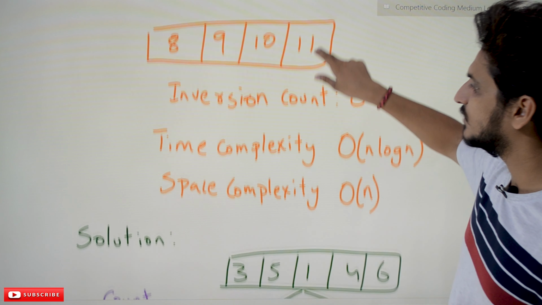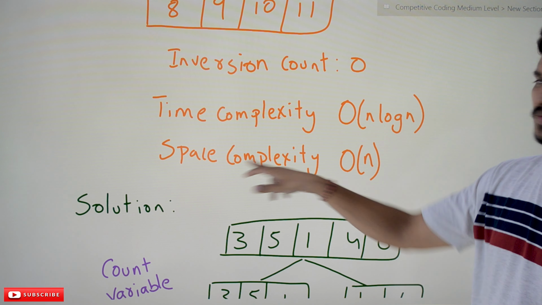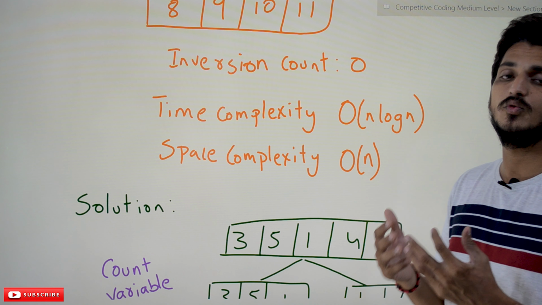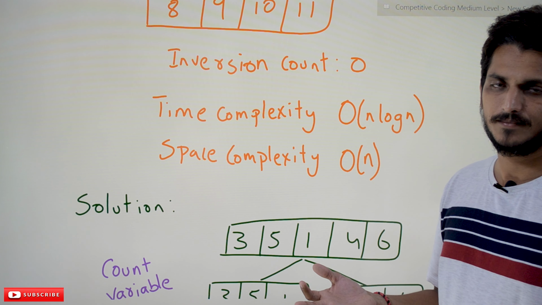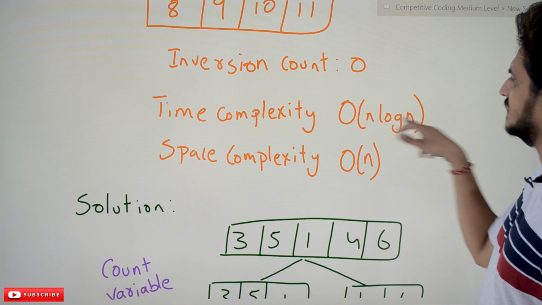But they have mentioned some time complexity. Time complexity should not exceed big O of n log n, and space complexity should not exceed big O of n. N means you can use n extra spaces. At most you can use n extra spaces, and time complexity is n log n.